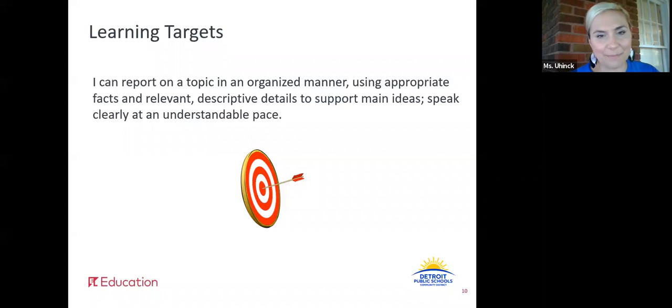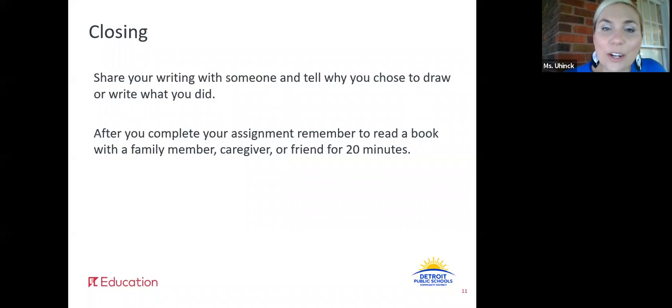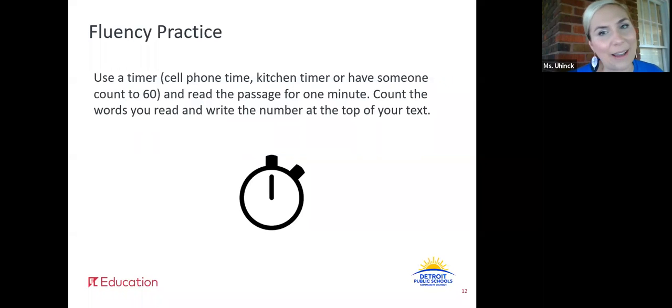All right, good. So I want you to share your writing again with someone. Tell them why you chose to write what you did. After you complete this assignment, remember to read a book with a family member, a caregiver, or a friend for at least 20 minutes. And now we have that fluency practice. So use a timer. So remember, you can use the time on a cell phone, a kitchen timer. You can have someone count to 60, read that passage for 1 minute, count the words you read, and write the number at the top of your text.